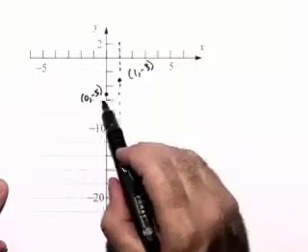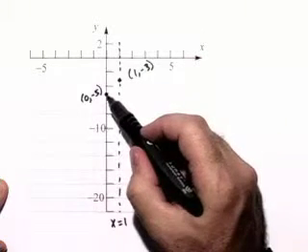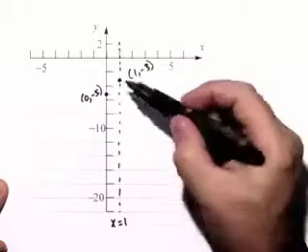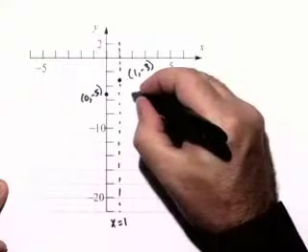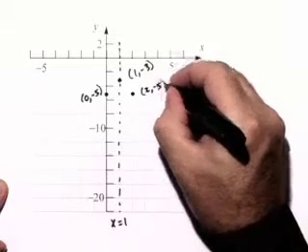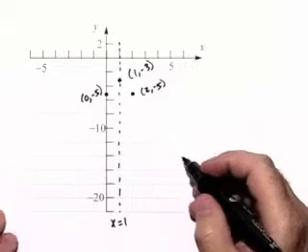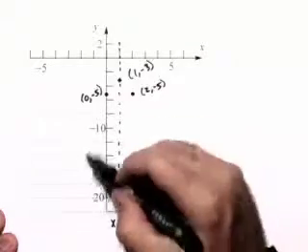We could plot one other point using our y-intercept and the symmetry of our graph. Since the point 0, negative 5 is 1 unit away from our axis of symmetry, we go 1 unit in the other direction. We'll have the point 2, comma, negative 5 that will be on our graph. We'd like to get maybe 2 other points to get a nice smooth curve.